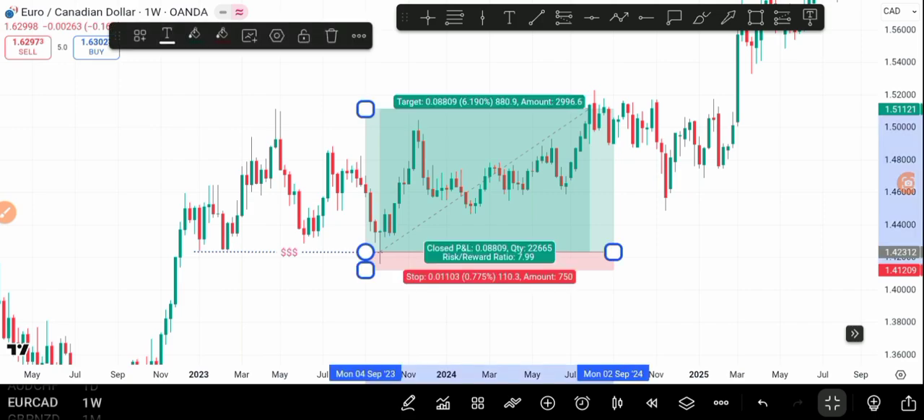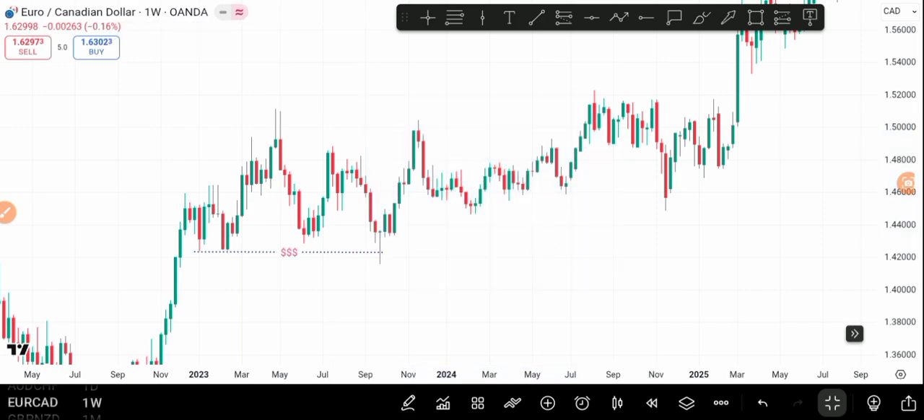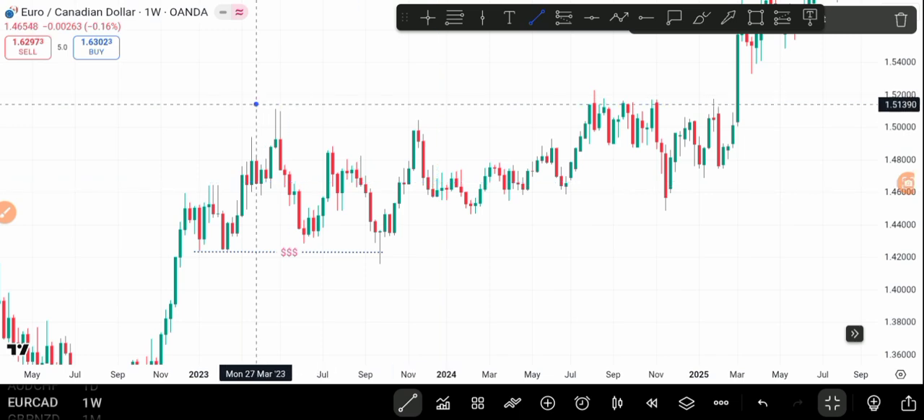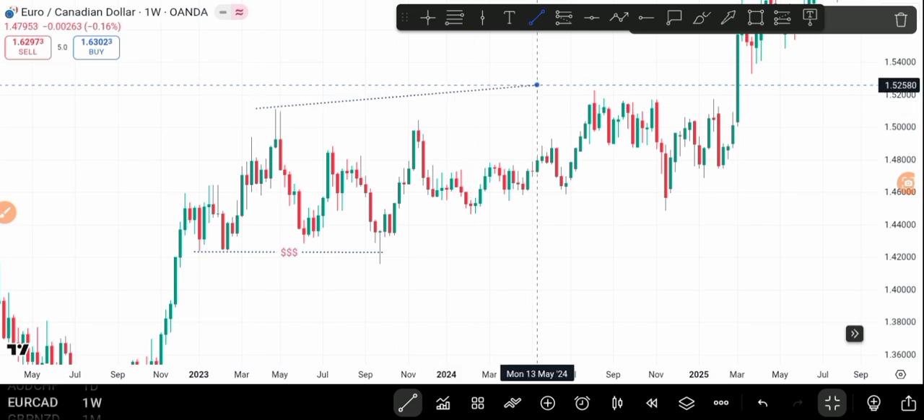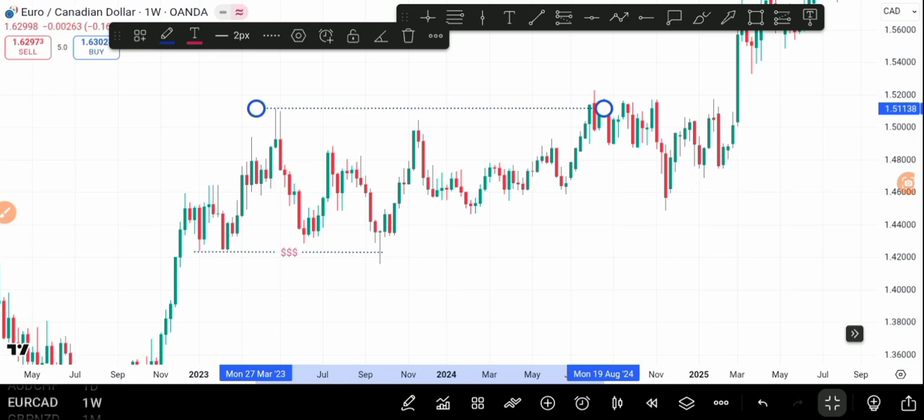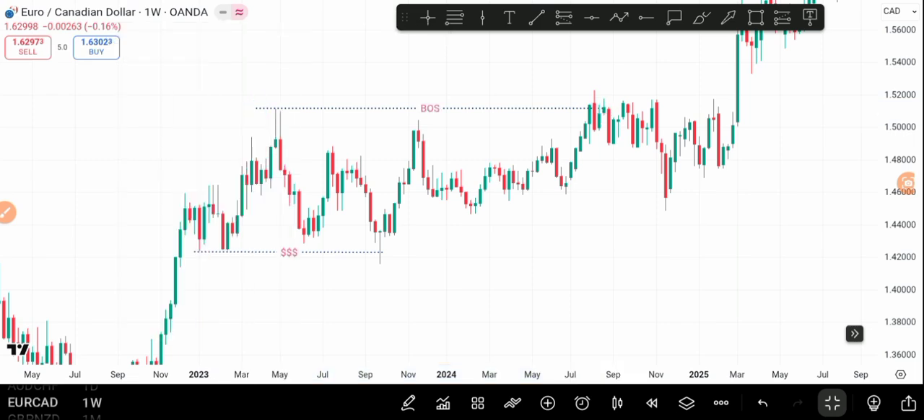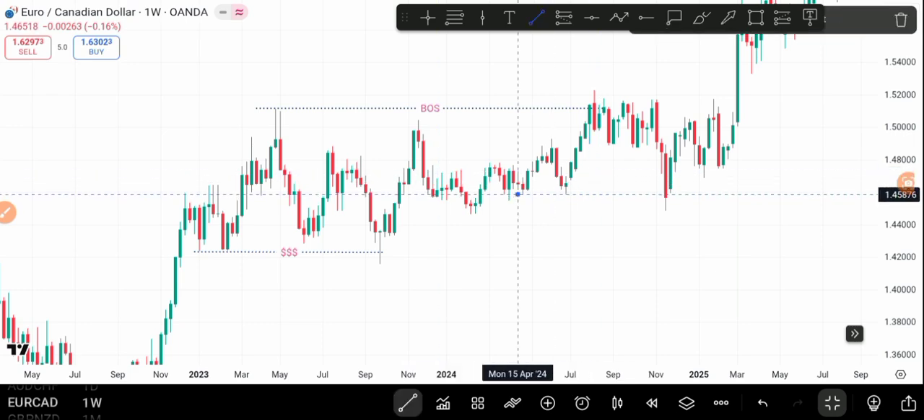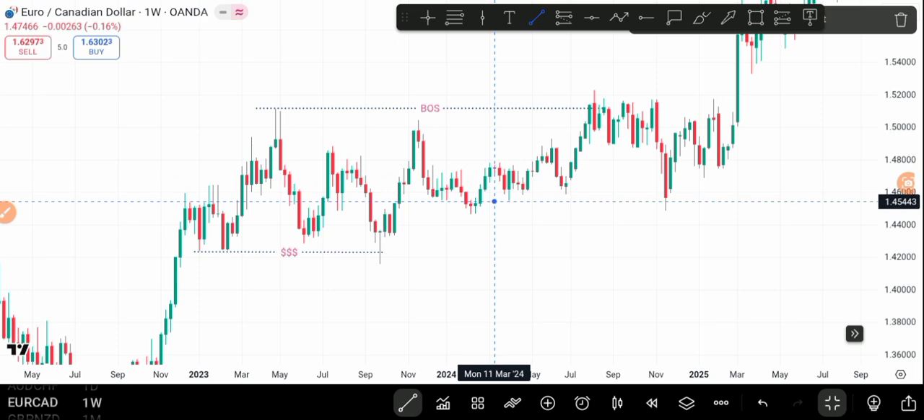Let's continue. Let me remove this. It took liquidity and then it broke structure, meaning this is a valid break of structure. Let me mark this valid break of structure very fast. This is a very valid break of structure. And then what happened? The price came back to take some small liquidity from this place. The price came back, took some liquidity at this point, or this liquidity here. The price took all this liquidity.